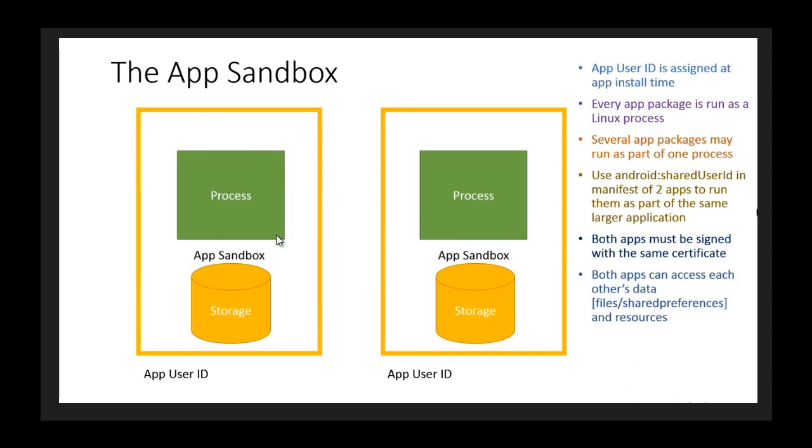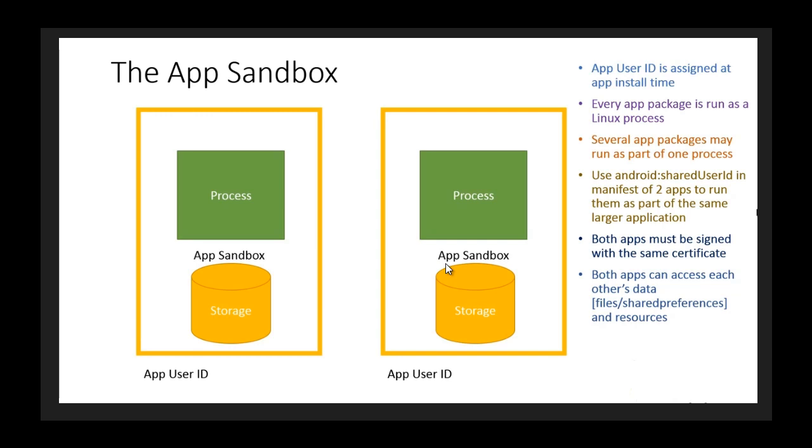So each app that you install on your Android phone has an app user ID, which is a unique ID, and this ID is assigned at the time of installation of this app. Each app has a process, named after your project, and it has a storage where you store your files or any other kinds of data. Then on the other side there is another app, and it also has a unique app user ID, which is given to this app at the time of installation. It also has a separate process and a storage where you store your files.